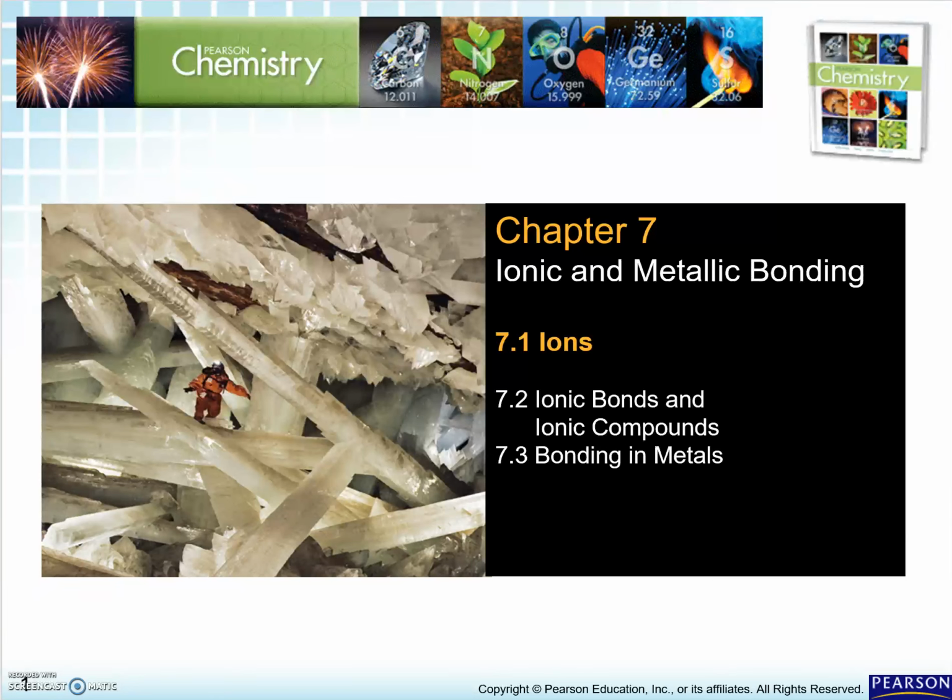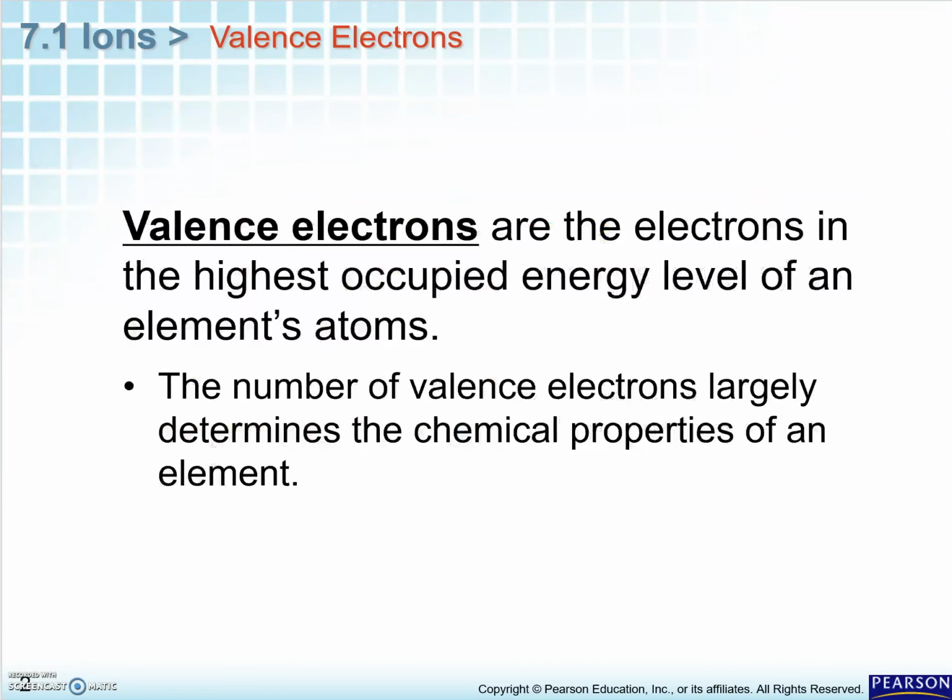Hi ladies, today we're going to start finally talking about chemicals, and the type of chemicals we're going to talk about today are ions. Now, to understand what an ion is, you first have to figure out what makes up an ion. So valence electrons are the electrons on the highest occupied energy level of an element's atom. And it pretty much determines all of the chemical properties about that element.